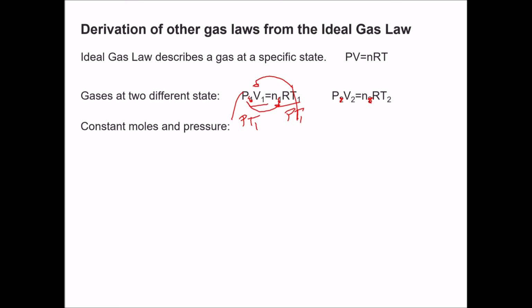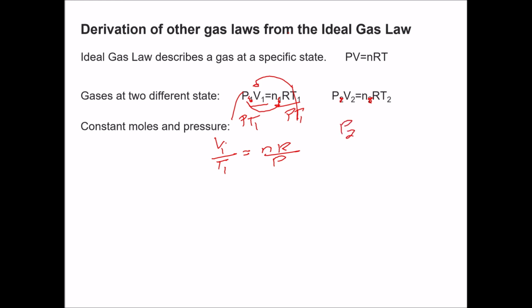I'm going to have V1 over T1. I've just moved my variables all to one side of the expression to where I get NR over P. So notice these are all my constants. They're on one side of the expression, and now all my variables are on the other side. And I'm going to do it for this side as well.